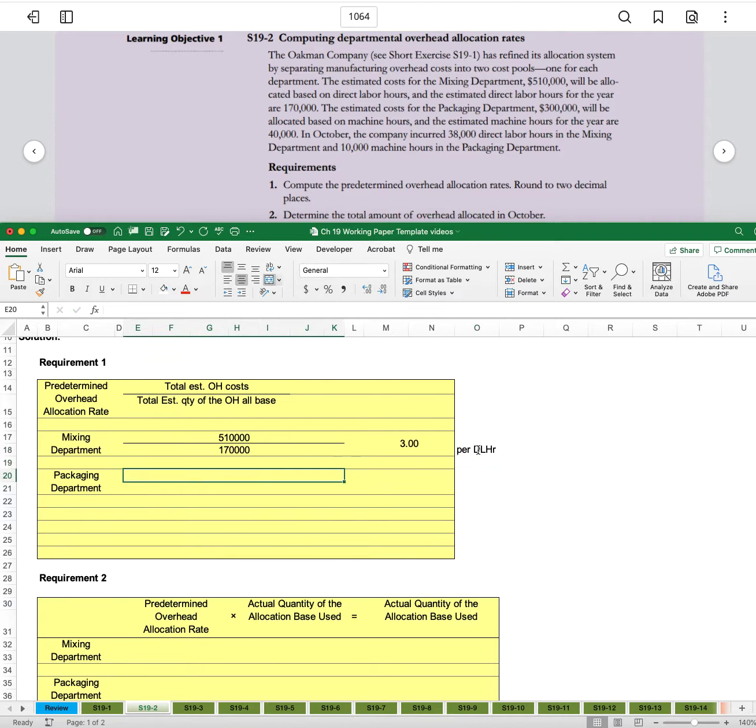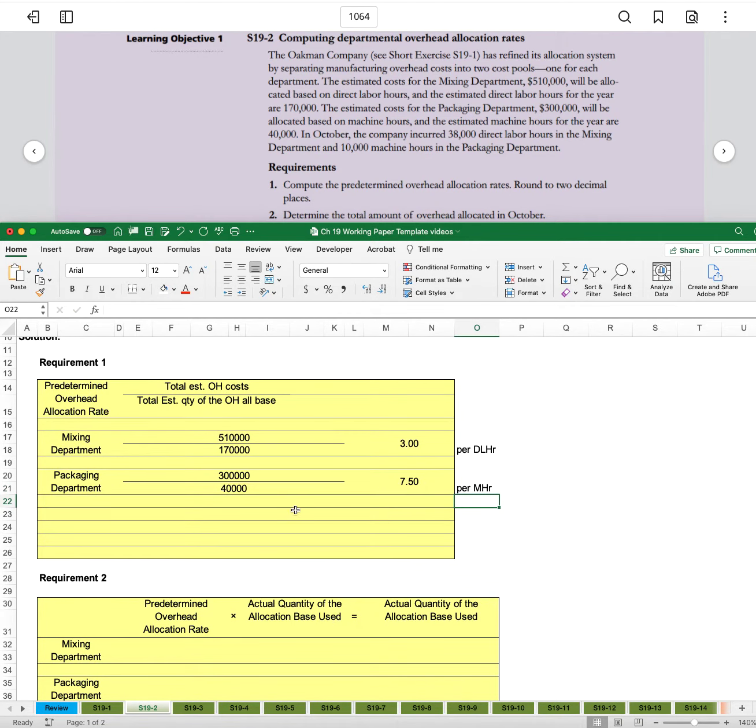For the packaging department, we have estimated overhead costs of $300,000 and machine hours estimated to be 40,000. So $7.50 per machine hour.